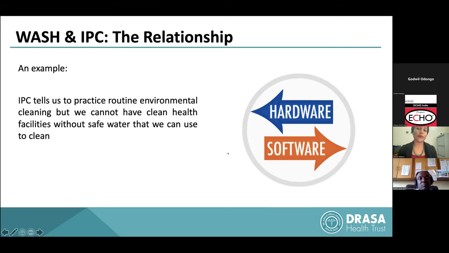So let me give you an example. IPC will tell you to practice routine environmental cleaning of the health facility. Routine, meaning daily. In fact, sometimes multiple times in a day, depending on which part of the facility. So if I want to clean the environment in the facility, but I don't have clean water, which is a WASH problem, I can't practice that IPC practice. That cleaning in an IPC way cannot happen if I don't have access to clean water coming from somewhere in the facility. So you can see how they work together.